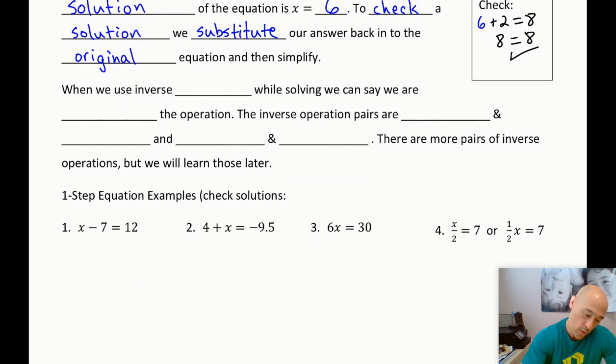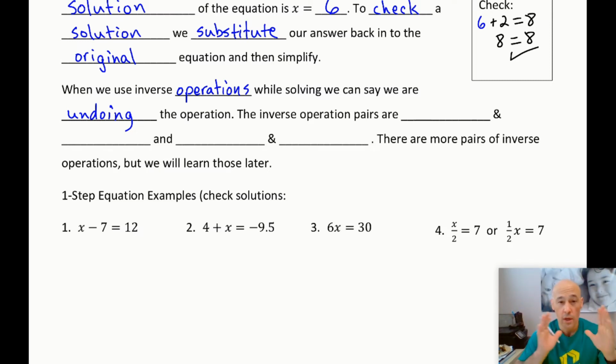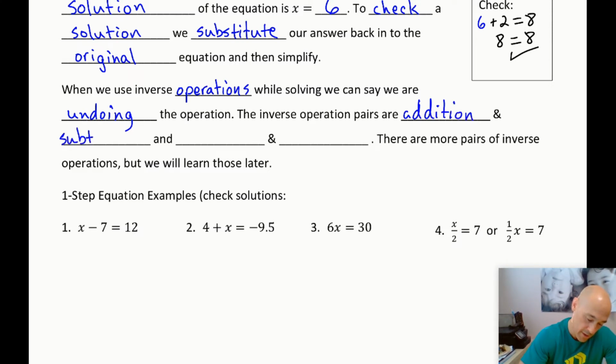All right, now when we use inverse operations while solving, oops, I'm going to need to write a little smaller. When we use inverse operations while solving, we can say we are undoing the operation. You'll hear a lot of teachers say, undo the operation, and I'll say that as well. The inverse operation pairs. So the operations that are inverses of each other are addition and subtraction. We already saw that one. Addition and subtraction, those are inverses of each other.